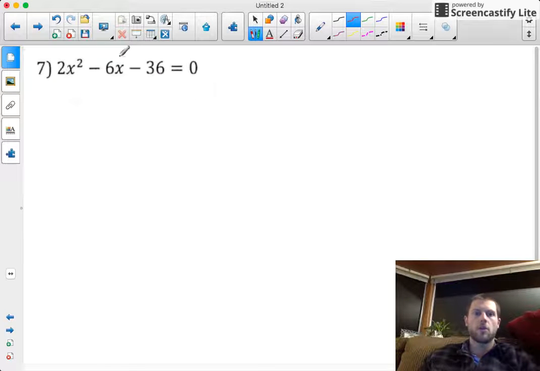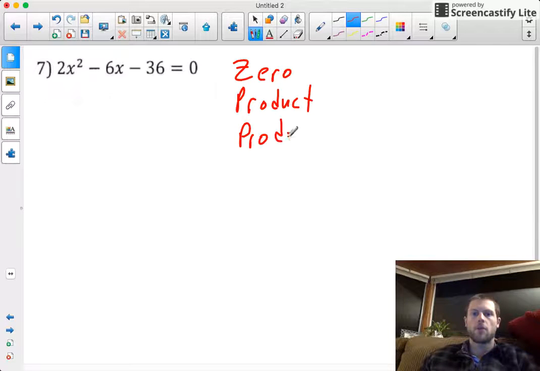Okay, for this problem here, we want to solve this quadratic that's set equal to 0, and we want to solve by factoring. So we're going to use the zero product property to solve this. And to use the zero product property, we need what that states. This is the zero product property.